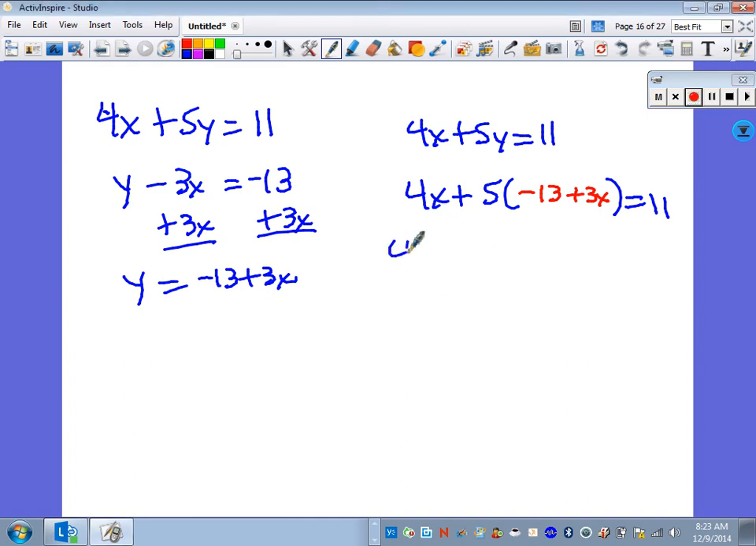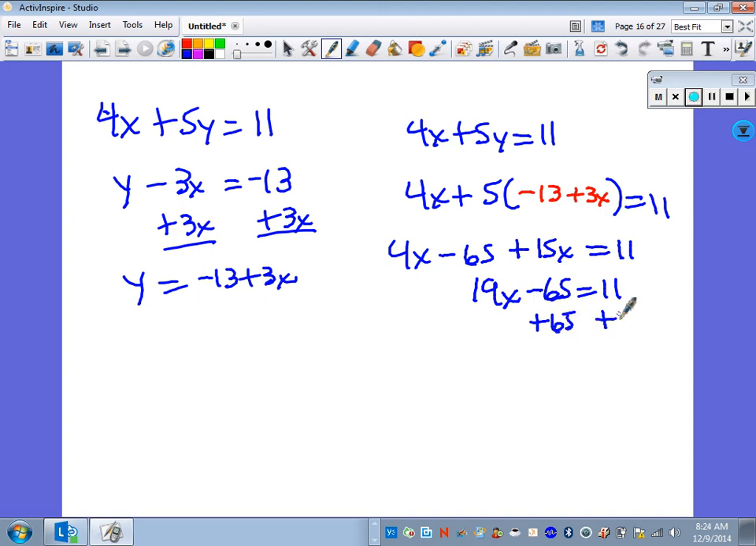Now it's just a matter, guys, of using the distributive property and solving and finding x. So we're going to have 4x, whoops, not a plus, minus 65 plus 15x equals 11. I'm going to put these two x's together, but you're not subtracting anything because they're on the same side of the equal sign. So 4x plus 15x is 19x minus 65 equals 11. Add 65 to both sides. So 19x equals 76. I'm going to divide both sides by 19.